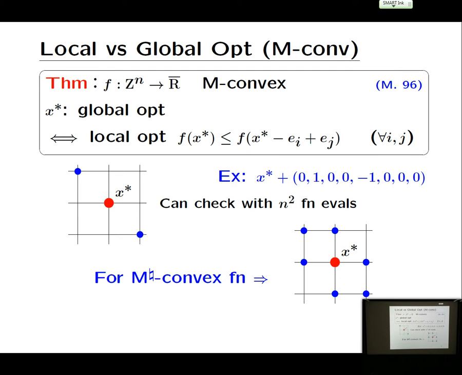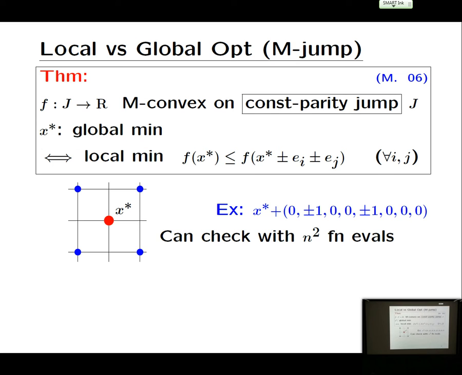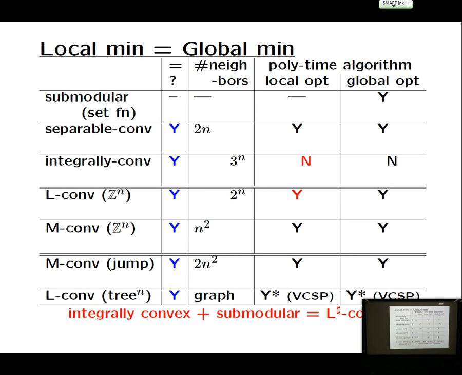Now, for M-convex function, the neighborhood is much smaller. We only have to consider vectors of this type, 1, minus 1, and 0 elsewhere. So we have n squared such vectors. The neighborhood is so small that we can check the local optimality directly. And for M-jump system, similarly, we have more combinations, plus or minus, but still n squared in order.